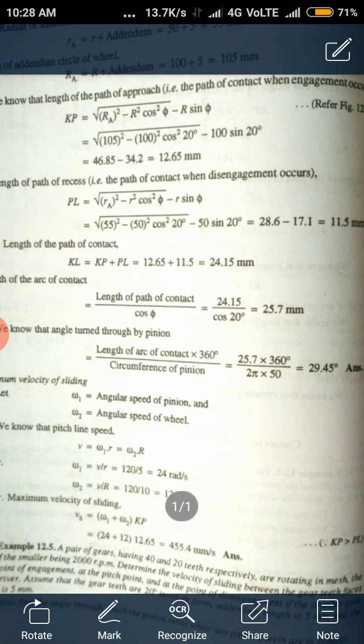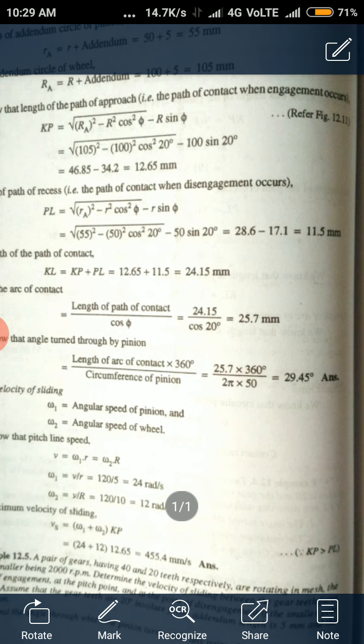Using the first two relations, omega 1 equal to V by small r. So substitute V, given as 120, divided by r, which is 5. Convert the velocity in meter per second into mm per second, because r is in mm. So make V also in mm, or you can make r in meter, then calculate. You'll get the same answer, 24 radians per second. Similarly, go for omega 2, the angular velocity of the wheel, that's equal to V by capital R, that's equal to 110 divided by 10, that's equal to 12 radians per second.